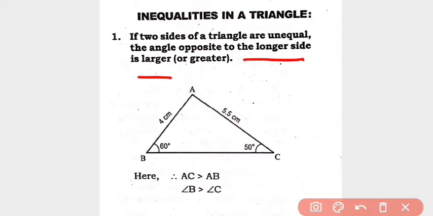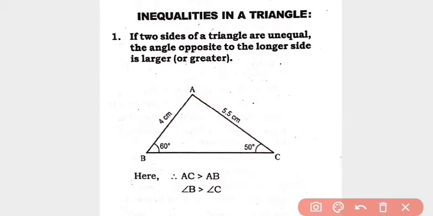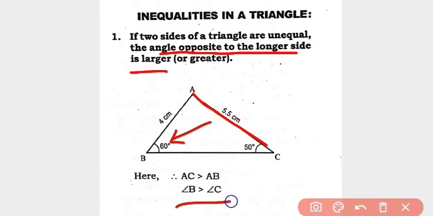Here you see, the length of AB is 4 centimeter and the length of AC is 5.5 centimeter. So AC is greater than AB. Since AC is the greater side, its opposite angle is angle B. So the angle opposite to the longer side is larger. So angle B is greater than angle C.